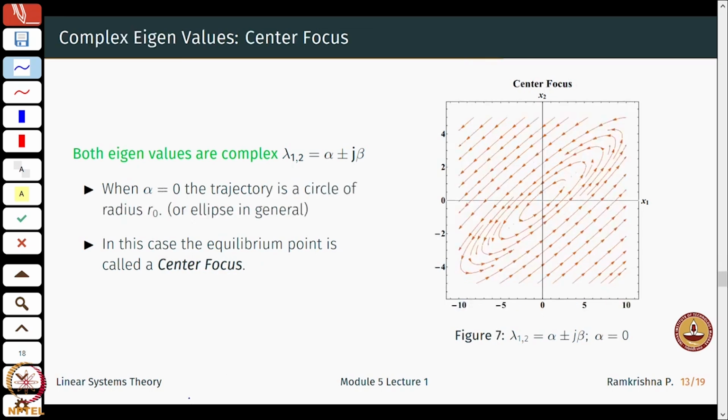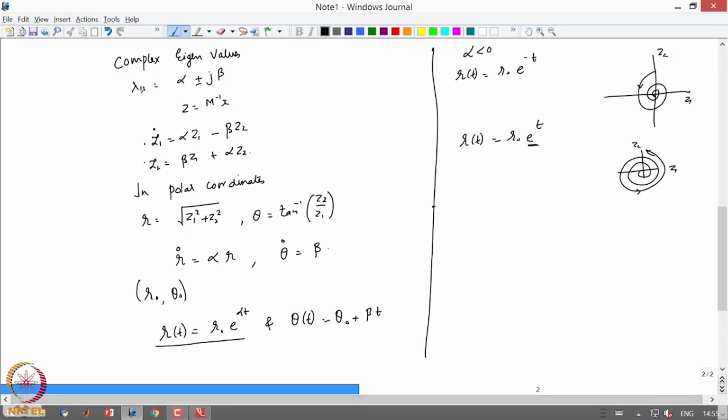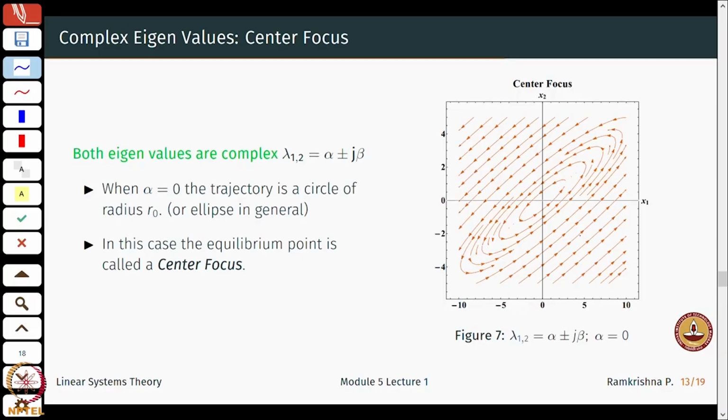Okay. Interesting thing happens when alpha equal to 0. When alpha is 0, r of t is r 0 e power alpha t, which is just r 0, it will just be the radius where it actually started from, for all times t greater than 0. So, essentially I am looking at a circle of constant radius r for all times t greater than 0. Okay. So, if I come back to my x1 x2 plane, this could also in general be ellipses, right.